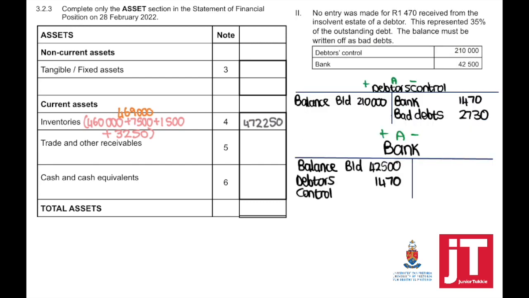No entry was made, 1,470 received from an insolvent debtor. This represented the 35% of outstanding debt. The balance must be written off.